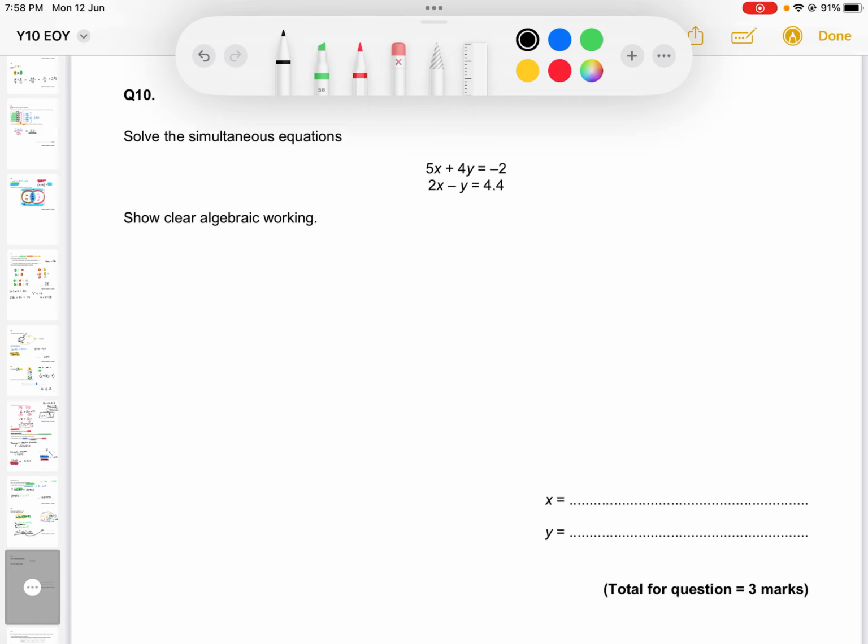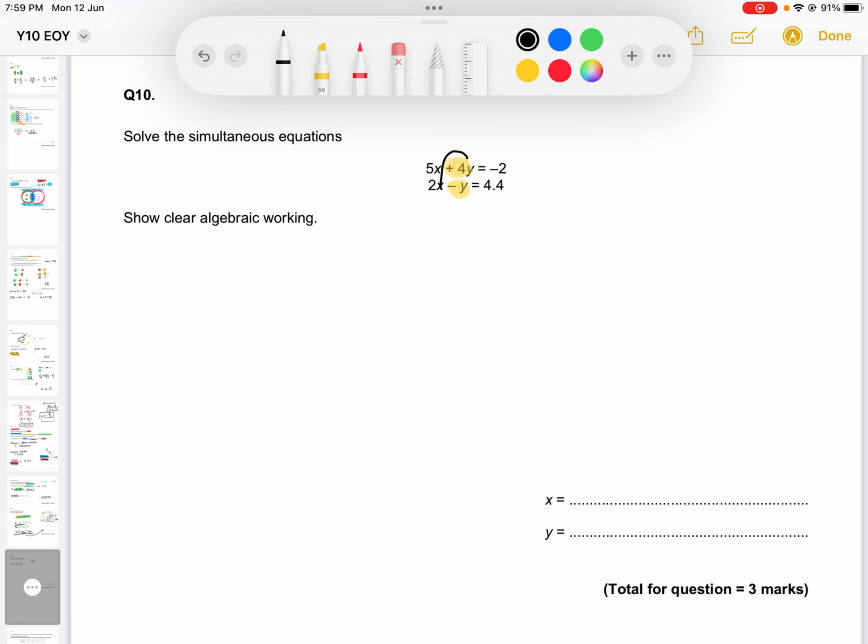Question 10. Solve the simultaneous equations shown here. There's two different ways of doing this. The first way is focusing on the y's and making them the same. I mean, I say there's two ways of doing this. There's technically four ways of doing this, or even more if you start rearranging it. I'm going to show the two most common ways that I think people would do.